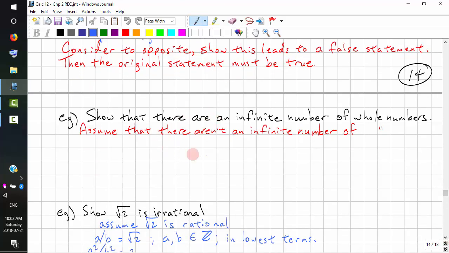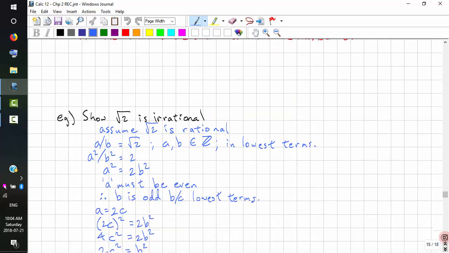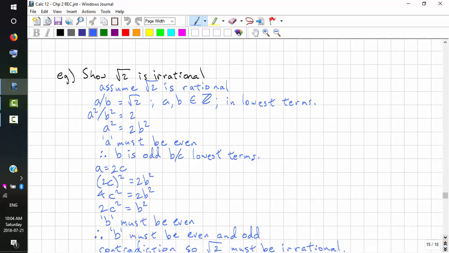So I'm going to let you think about this and work on this, and I'll use this as an example. This is easier than this. And if you get stuck, then you can look at the proof. Show that square root 2 is irrational.